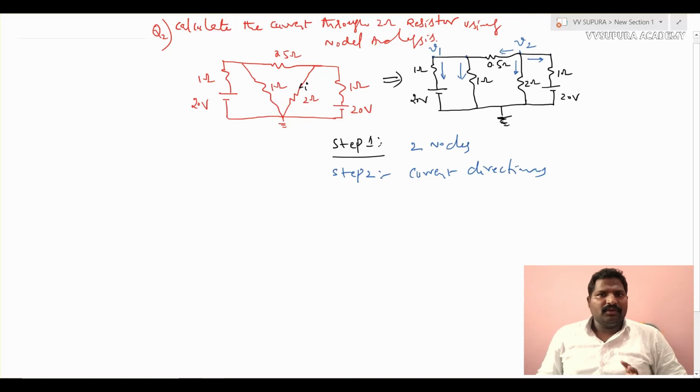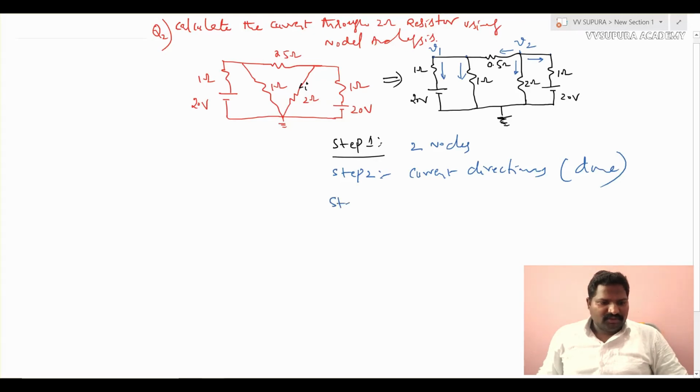Okay, so the sum of the entering currents is equal to 0, equal to the sum of the currents leaving. So for that purpose I assume that all currents are leaving the nodes. I hope you also follow the same notations. Okay, done. So step number 2 is done.